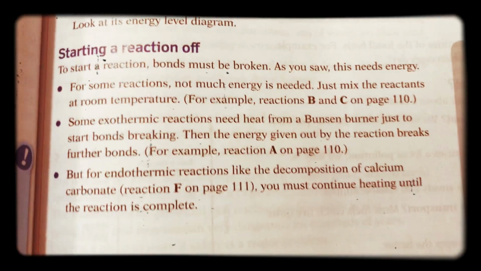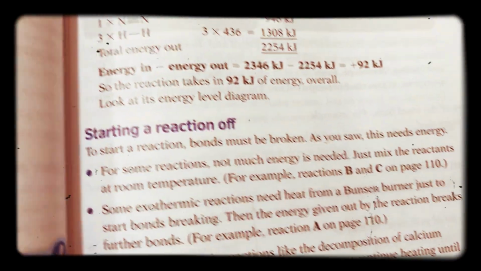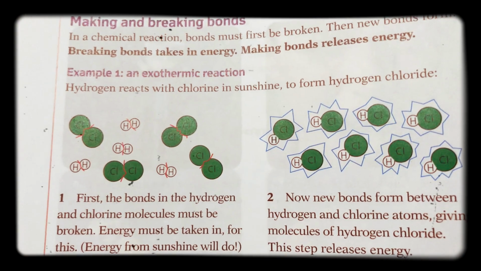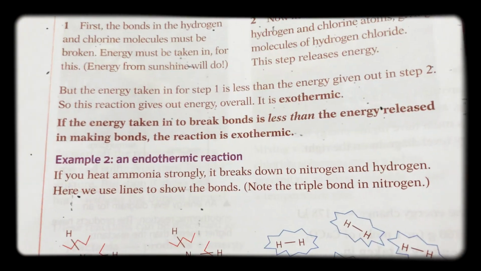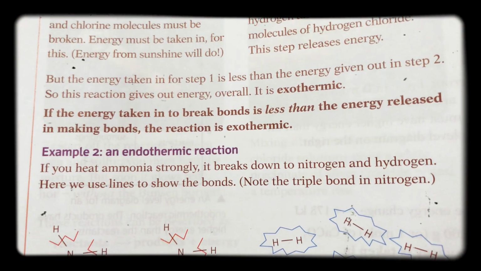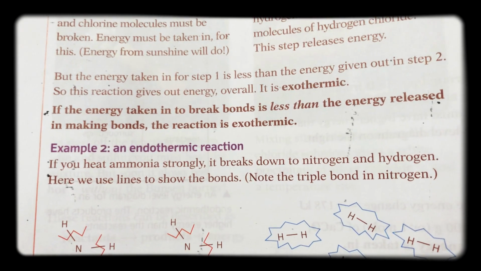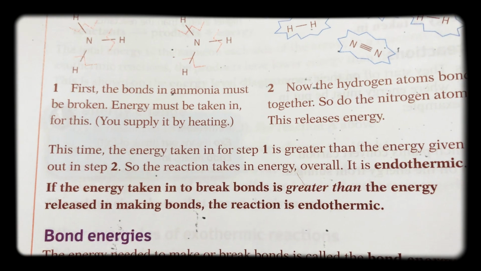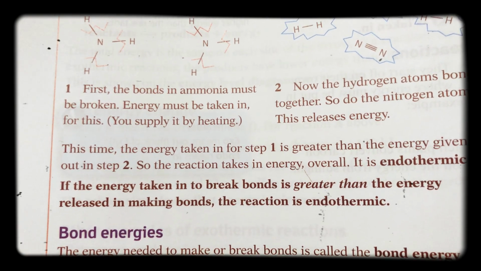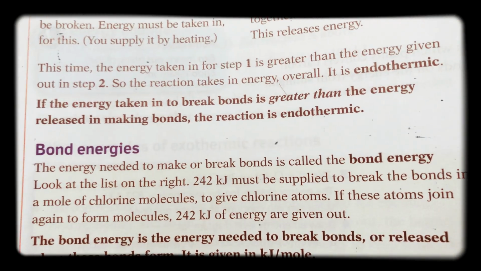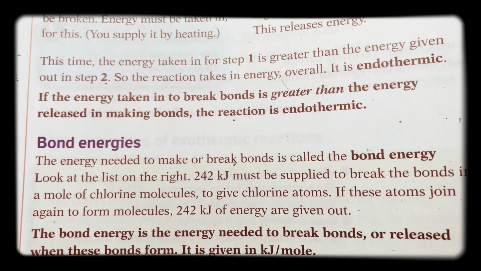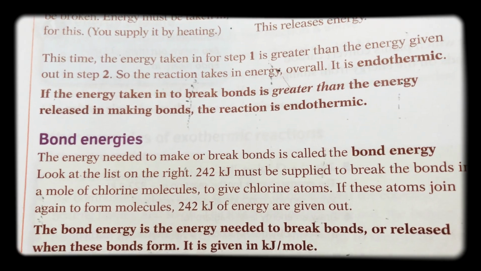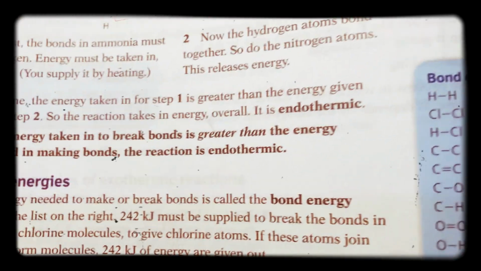All right. So to conclude, making and breaking bonds. Breaking bonds takes in energy, making bonds releases energy. If the energy taken in to break bonds is less than the energy released in making bonds, that reaction is exothermic. If the energy taken in to break bonds is greater than the energy released in making bonds, the reaction is endothermic. The bond energy is defined as the energy needed to break bonds or released when these bonds form. It is given in kilojoules per mole.